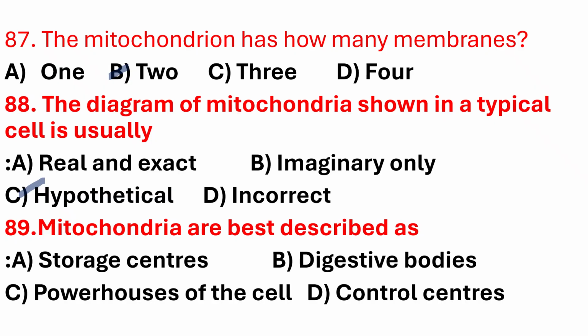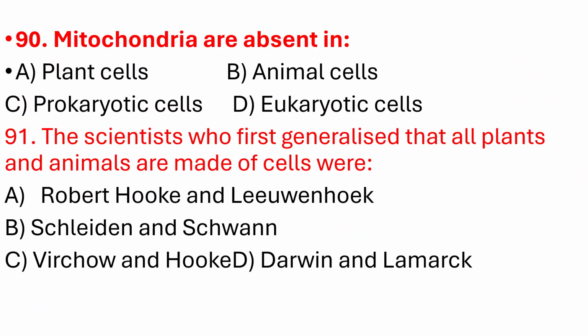Mitochondria are best described as storage centers, digestive bodies, powerhouses of the cell, control centers. Powerhouses of the cell. Mitochondria are absent in plant cells, animal cells, prokaryotic cells, eukaryotic cells. Option C, because there is no nucleus.